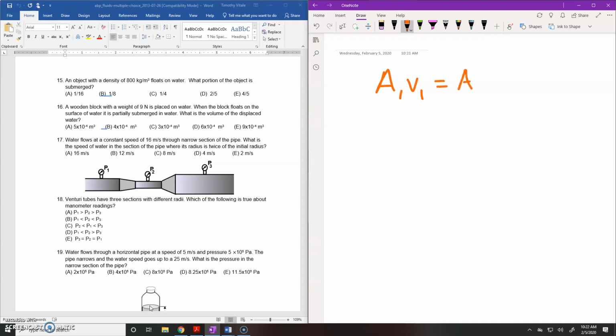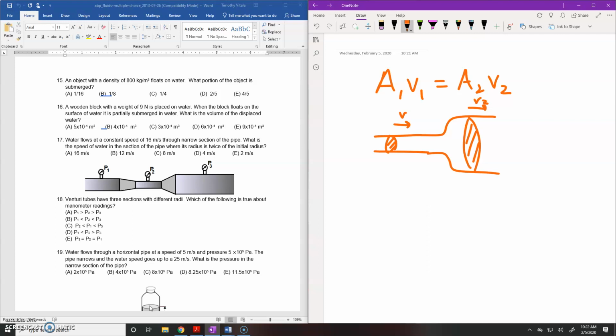This is the continuity equation. The area of the first part of the pipe times the speed, so the cross-sectional area times the speed of that fluid is equal to the cross-sectional area of the new section of the pipe times the new speed of the fluid.